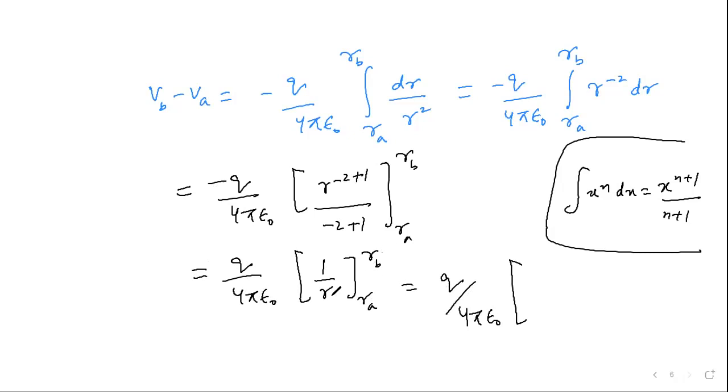And it becomes Q by 4 pi epsilon naught. First you write RB instead of R. Then you subtract from that the lower limit value. That is, you replace R by RA. So this is VB minus VA. Let me encircle it.